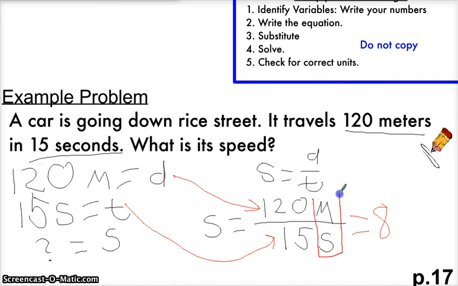My units are right here. I've kept them together, so now I have them. So I'm going to come over here and I'm just going to write my units, meters per second.